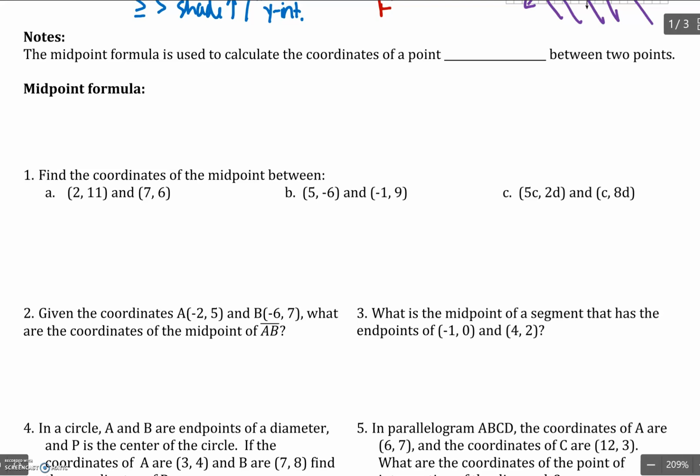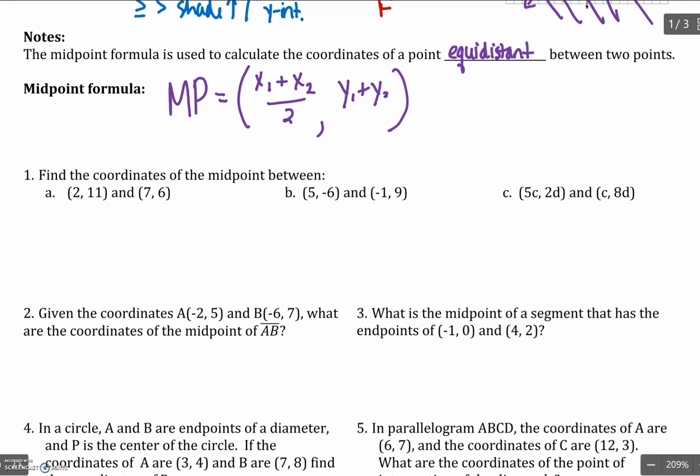Midpoint formula is used to calculate the coordinates of a point equidistant between 2 points. The midpoint formula, it's a capital M, or a lot of people will write MP for midpoint, looks like a coordinate point where we have x's and y's. It's going to have parentheses and a comma. The middle between two objects is what happens when you average them. So you add them up and divide by 2 because there's 2 of them. We're going to do that with our x's and our y's from a point.